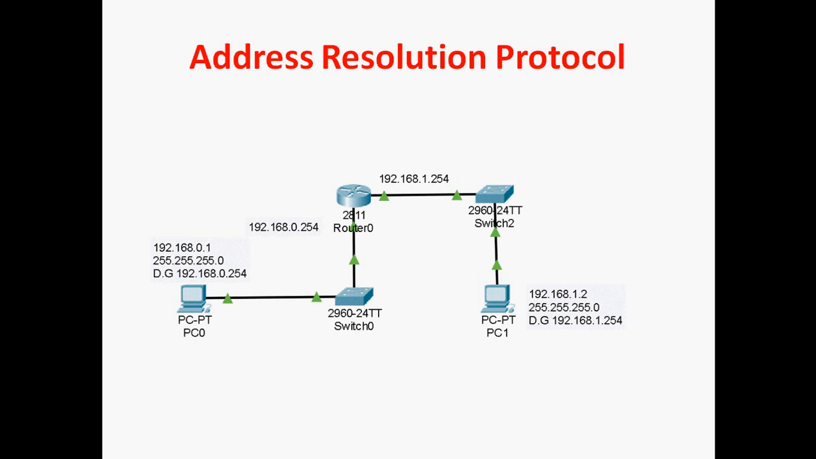This is the second scenario. In the second scenario, I'm using one router, R0, and two switches, Switch0 and Switch2. For PC0, I am using IP 192.168.0.1, subnet mask 255.255.255.0, and default gateway 192.168.0.254. Router0 to Switch0 uses 192.168.0.254, and router to Switch2 uses 192.168.1.254. PC1's IP is 192.168.1.2, subnet mask 255.255.255.0, and gateway 192.168.1.254. Normally, to go from one network to another network, we use a router.